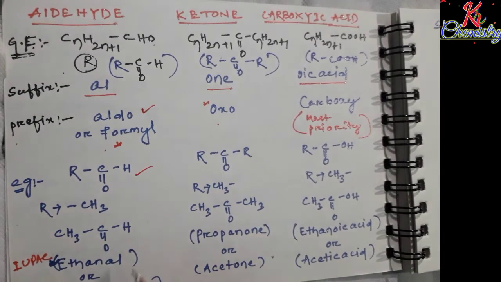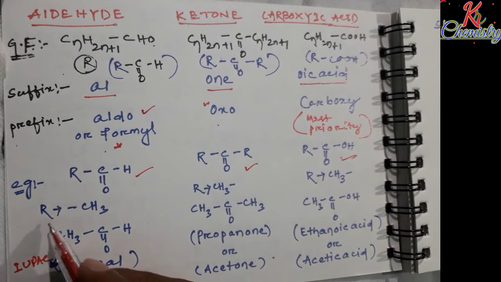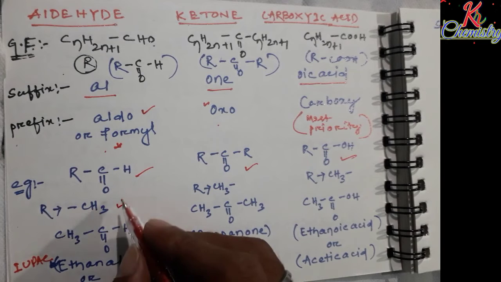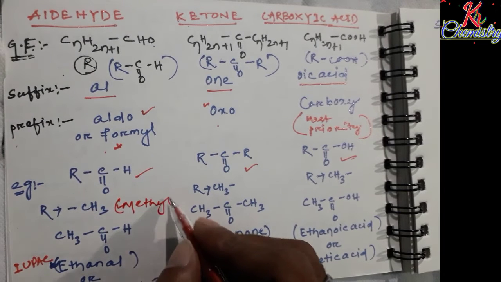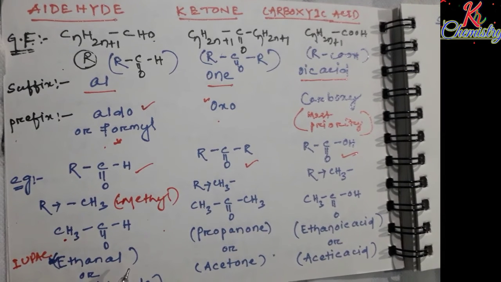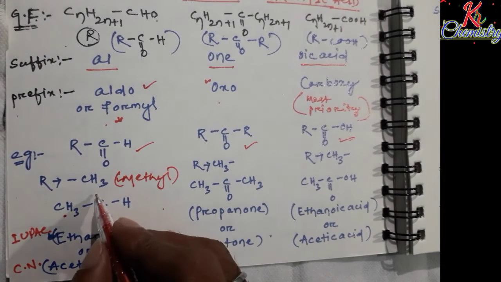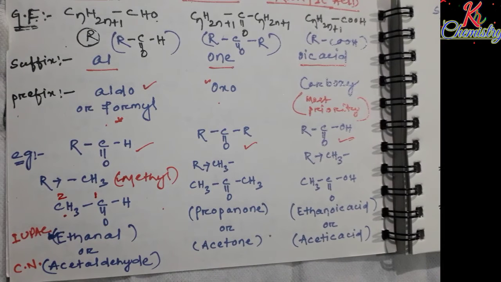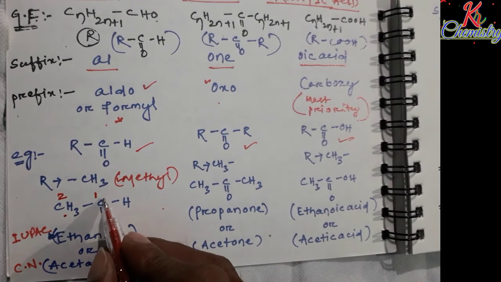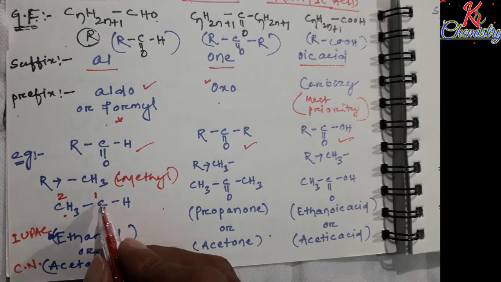Let's see some examples. This is the general formula RCHO, like I have written here. This is the ketone, this is the carboxylic acid. If we take R as CH3, that is a methyl group, then the structure is CH3CHO, and the name of the compound will be ethanal, because here two carbon atoms means the word root is eth. The functional group contains a carbon atom, so according to the IUPAC rule, we select the longest carbon chain.